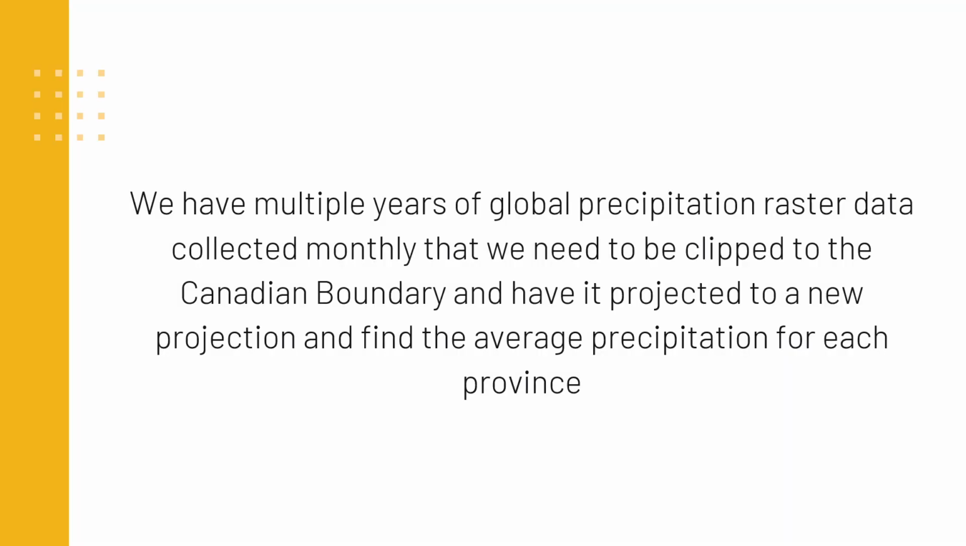What's the problem we're solving today? We have multiple years of global precipitation raster data that has been collected monthly. Ultimately, we'd like to clip this data to the Canadian boundary and have it projected into a different projection. And I'd like to find the average precipitation for each province and territory in Canada for each one of these individual raster data sets that we have.